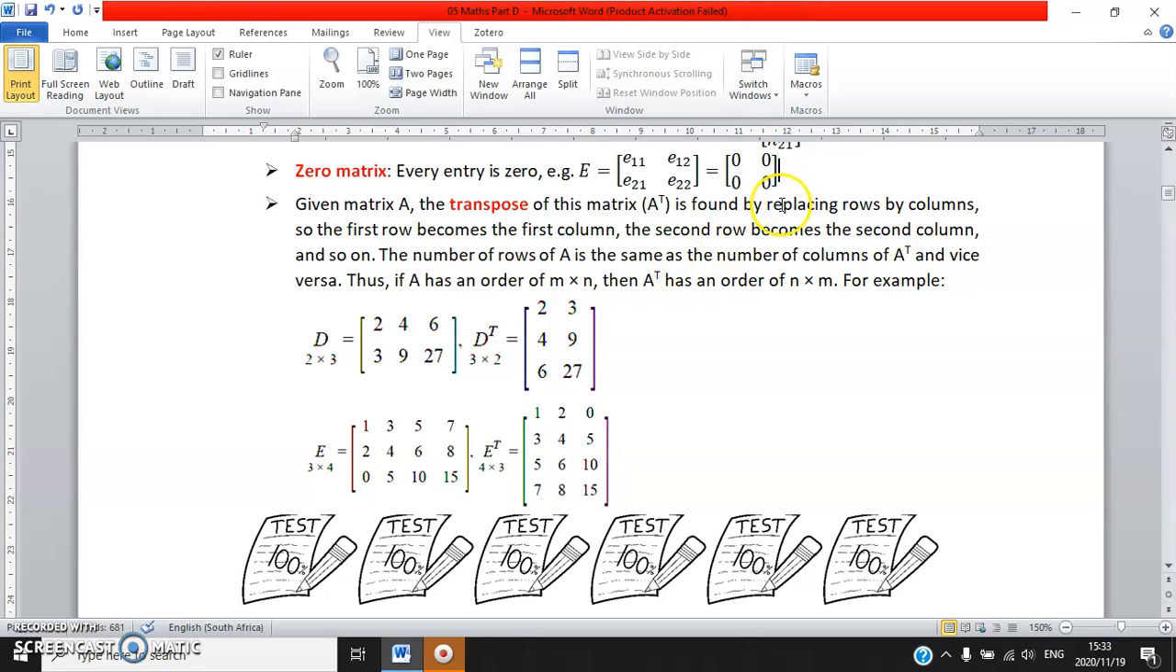Transpose of matrix, we call it A to AT actually, or A to the power of T. Actually, it's found by replacing the rows by columns. So the first row becomes the first column, second row becomes the second column, and so forth. And I've got 2 examples. Look at the original matrix D, 2 times 3, 2 rows, 3 columns.